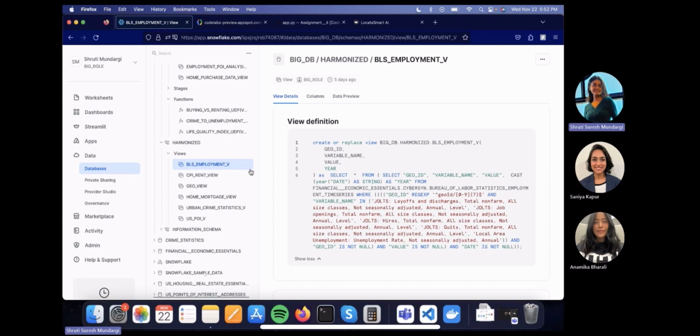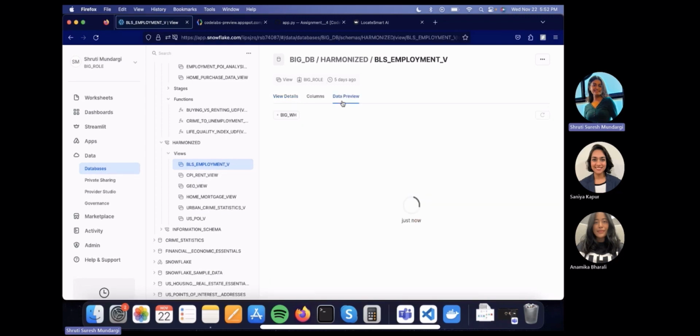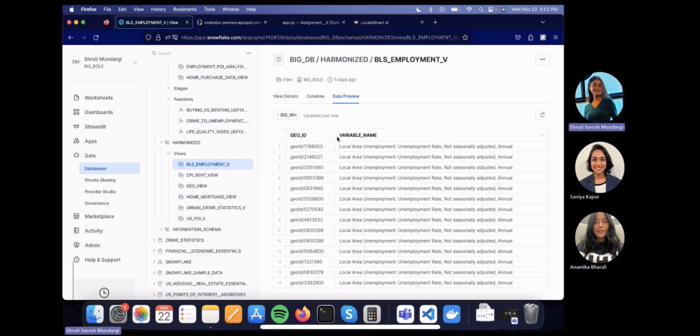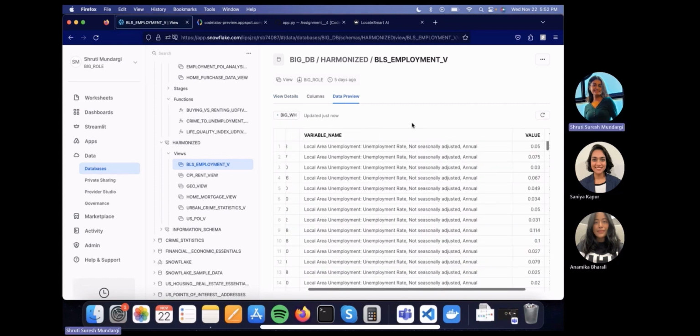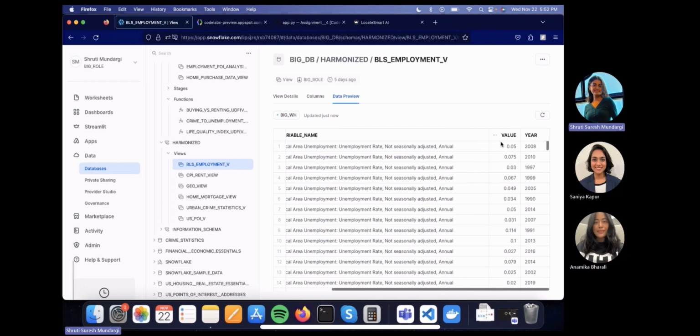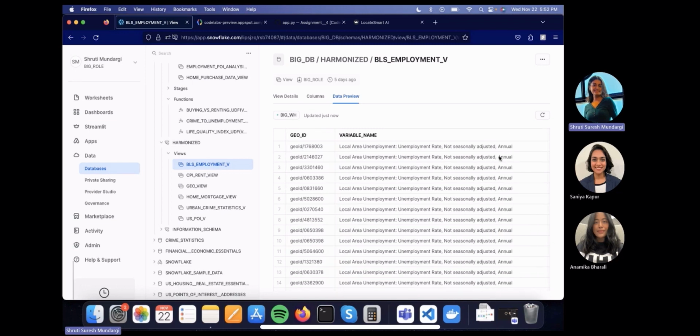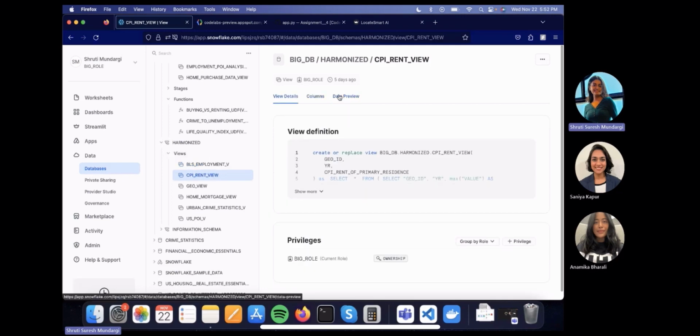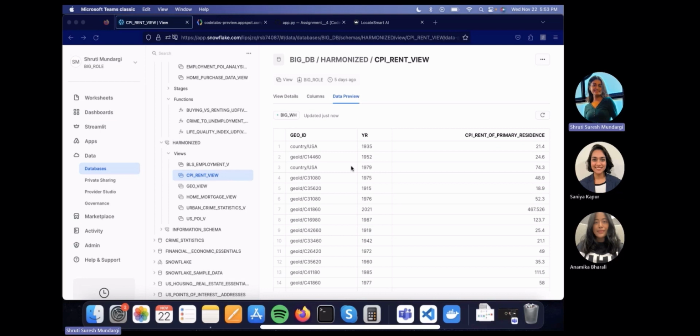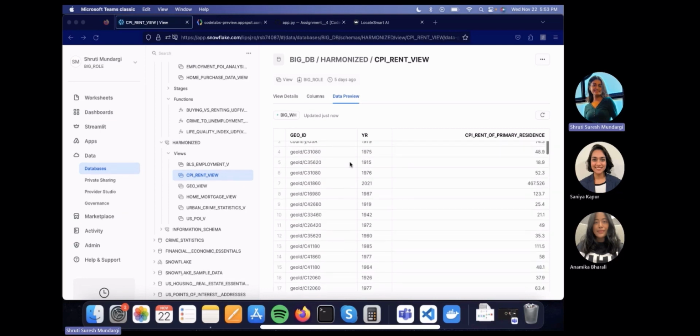The first view is BLS employment view, which has data like GeoID, variable name, which has features such as the unemployment rate, if it's seasonally adjusted or not, if it's annual or monthly, and like that. And then there is a particular value, which is the employment rate for that particular GeoID. And the next view here is CPI rent view, which is basically a consumer price index. And here you can see the particular GeoID and the year for which the consumer price index was calculated. And here is the final CPI.